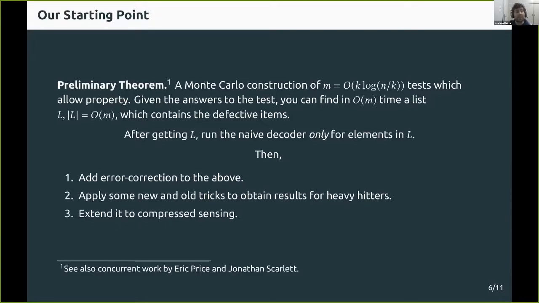You can then add some error correction to the above, and then apply some new and old tricks to obtain all the results for heavy hitters and all the results in the paper. Then you can extend to compressed sensing using an ad hoc argument. But the bottom line of this work is that there exist O of k log n over k tests, which allow you to find rapidly a small list of size O of k log n over k that contains all the defective items. And this list is then small enough so that you can iterate over it.